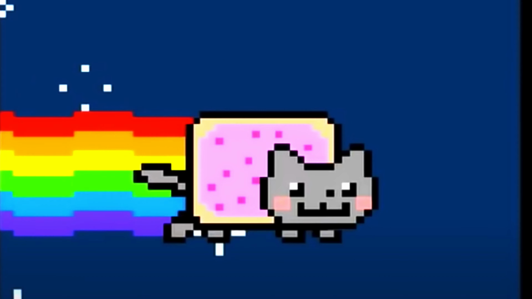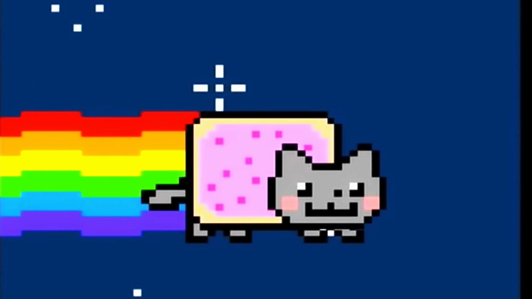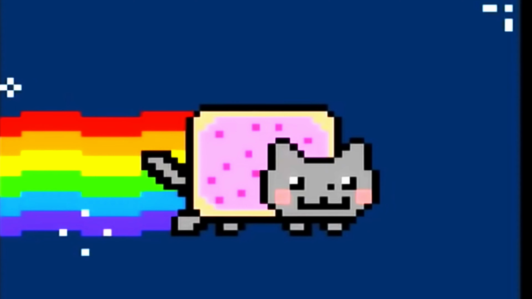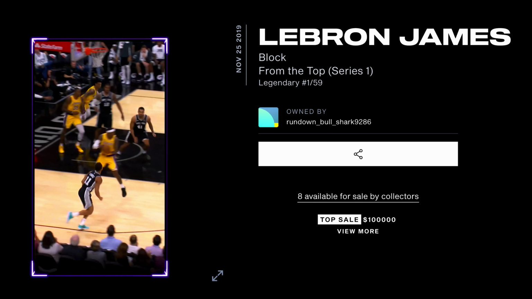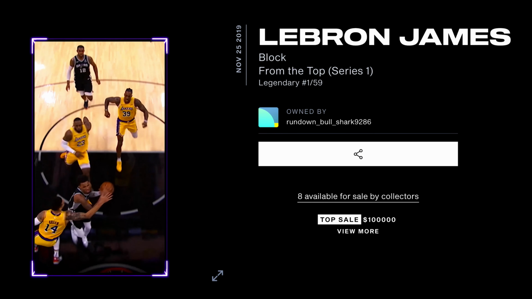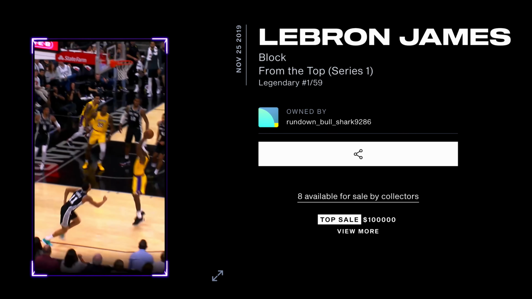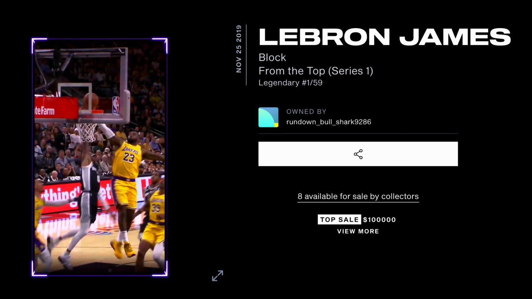Now, before we go into the next section where we look at whether you should even buy an NFT, let's look at some very high priced NFT deals that were done very recently. There is this animated flying cat with a pop-tart body that was sold for almost $600,000. And then there's also another recently sold token that includes a clip of LeBron James blocking a shot in a Lakers basketball game that went for $100,000 in January this year.